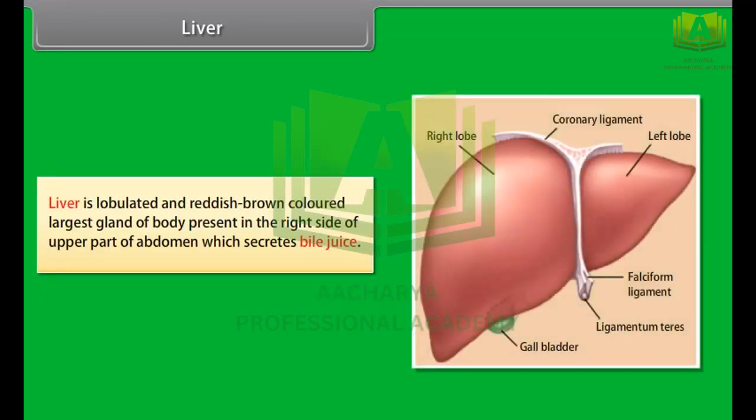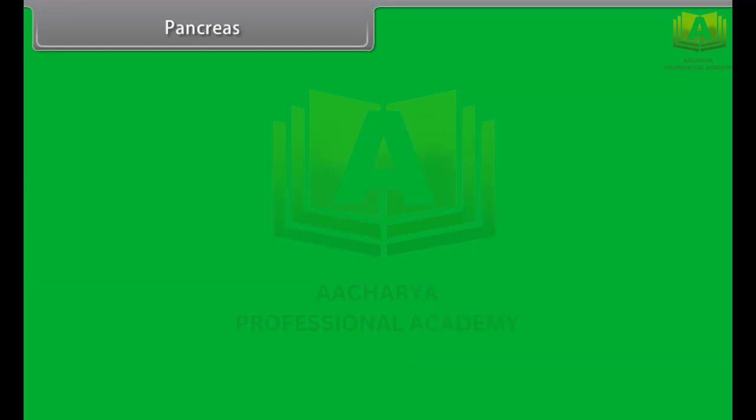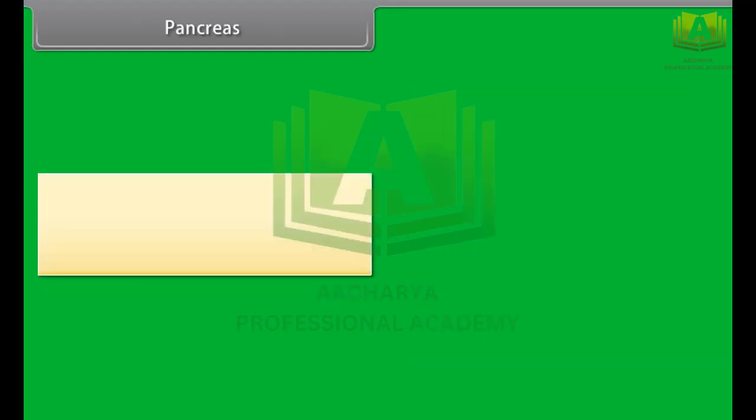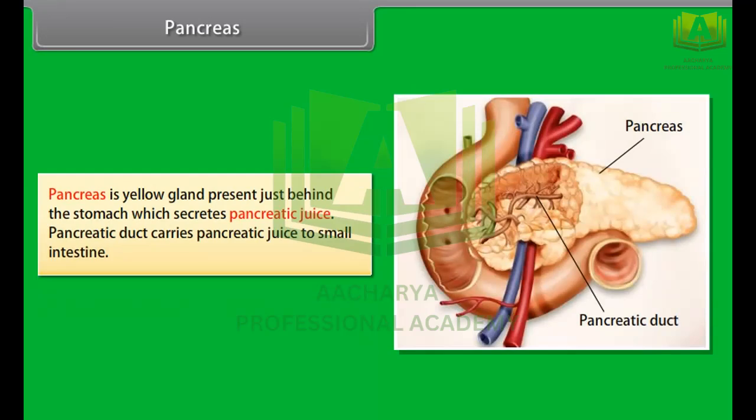Liver. Liver is lobulated and reddish-brown colored largest gland of body present in the right side of upper part of abdomen which secretes bile juice. Pancreas. Pancreas is yellow gland present just behind the stomach which secretes pancreatic juice. Pancreatic duct carries pancreatic juice to small intestine.